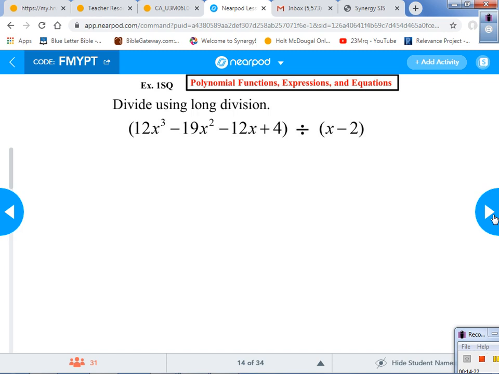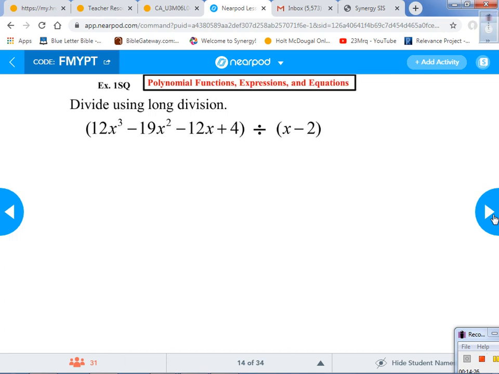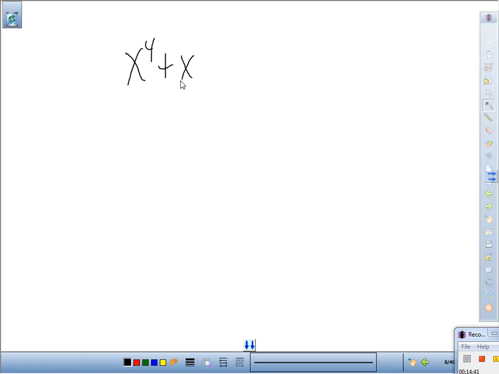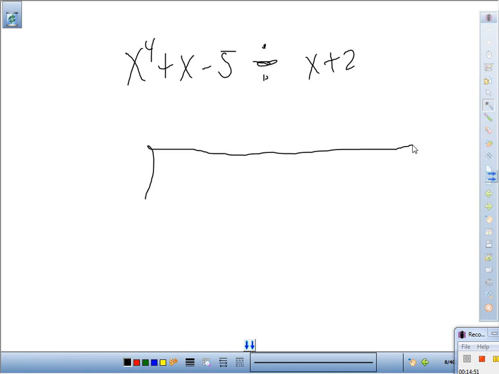Copy that one. Last but not least, cautionary note. Look up to the screen. X to the fourth plus x minus 5 divided by x plus 2. What's my dividend? This one, right? Check this out. Look up, or you're going to miss it.